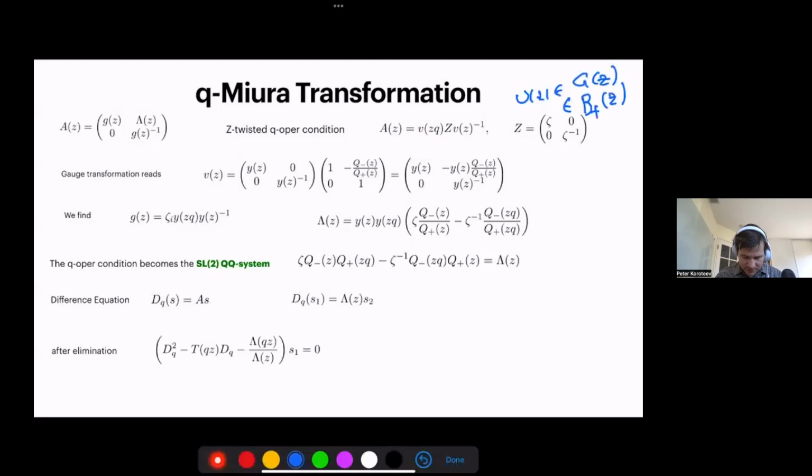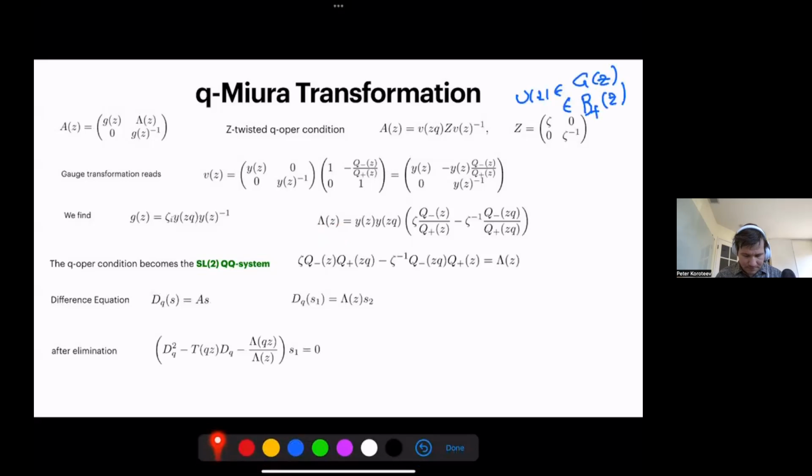Okay, and then here you would do the following. So you take basically what you can identify explicitly this gauge transformation. Again, see it's an upper triangular matrix. So it lives in the positive Borel, right? And then you can also write down what the polynomial lambda, the singularities of the Oper means in terms of components of this transformation. So the q-Oper condition, this one, is equivalent to the SL2 QQ system. Yeah, so it's a generalization of quantum classical duality.